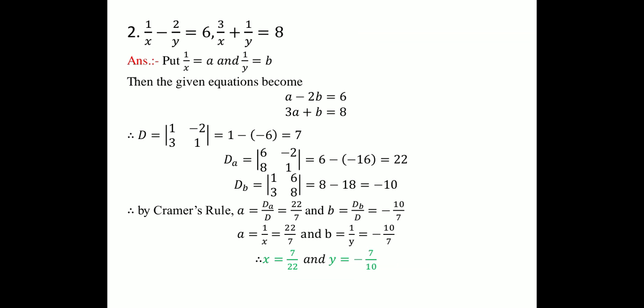Consider the second example. 1 upon x minus 2 upon y is equal to 6. 3 upon x plus 1 upon y is equal to 8. We substitute 1 upon x is equal to a and 1 upon y is equal to b. Then the given equations become a minus 2b is equal to 6, and 3a plus b is equal to 8.